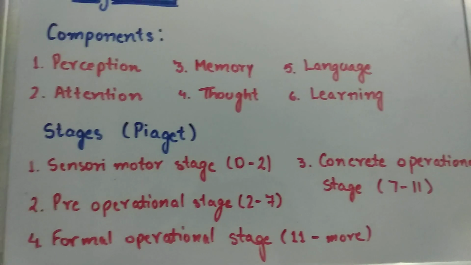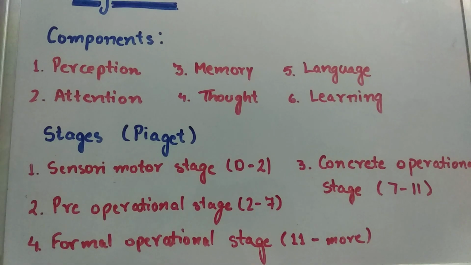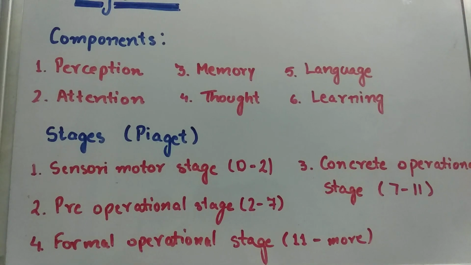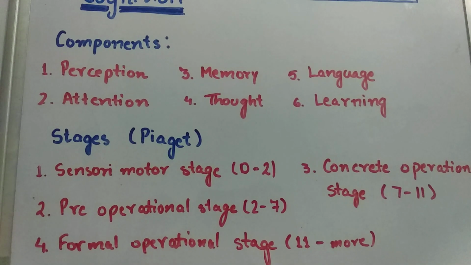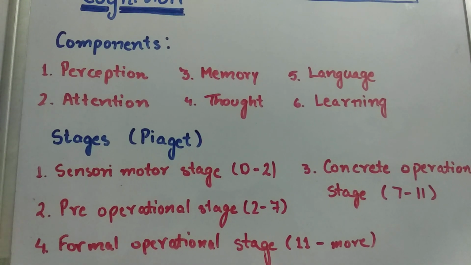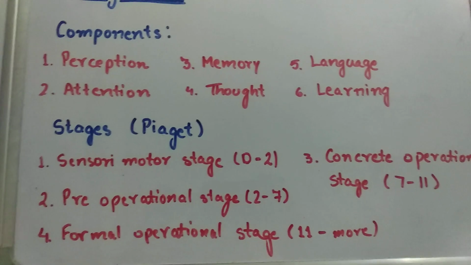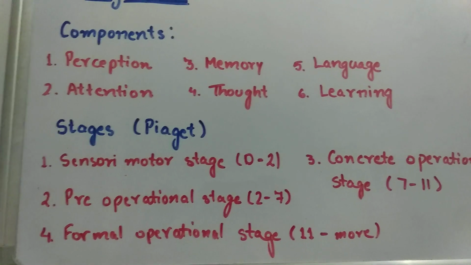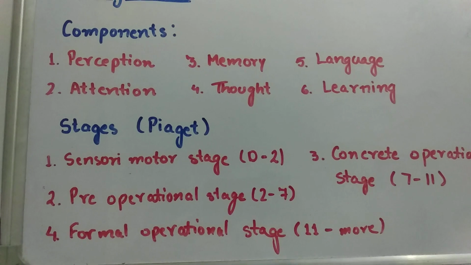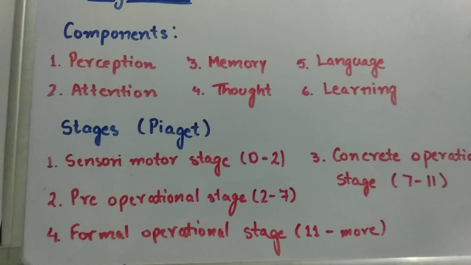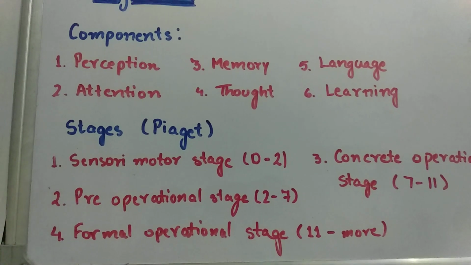Next is learning. Learning is the cognitive process that we use to incorporate new information into our prior knowledge. Learning includes things as diverse as behaviors or habits and knowledge that we learn through socialization. Now we will discuss the stages that are given by Jean Piaget. 4 cognitive stages during childhood development. Cognition develops as given below.